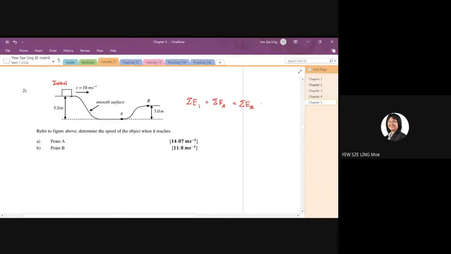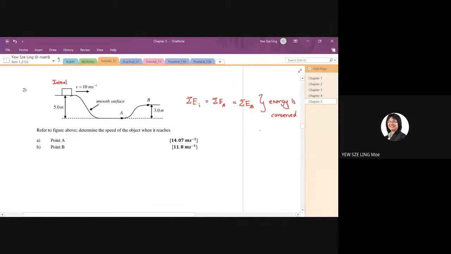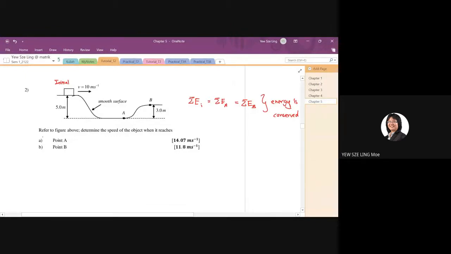Why? Because energy is conserved. Okay, energy is conserved. So this is the thing that we need to know. The figure above determines the speed of the object when it reaches point A. So we often take the ground as h equals to 0. Okay, this ground is h equals to 0.